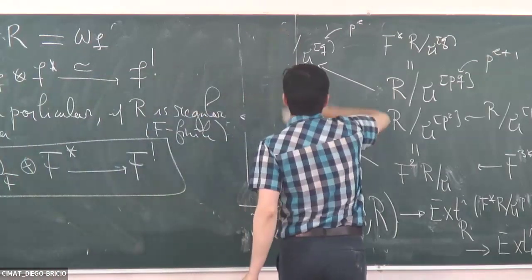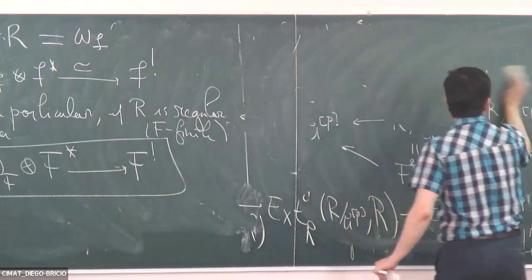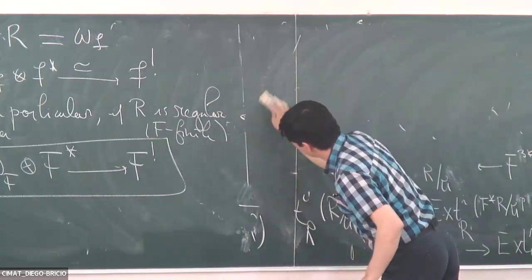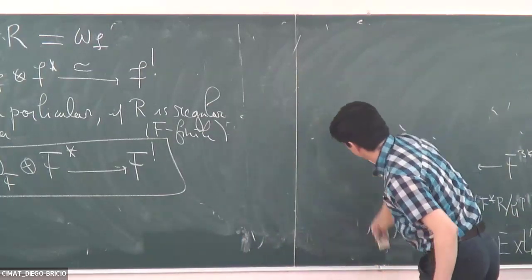So the next thing to do is the following. So let's recall how the Cartier operator was defined.